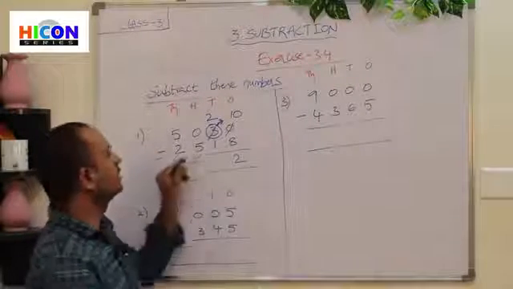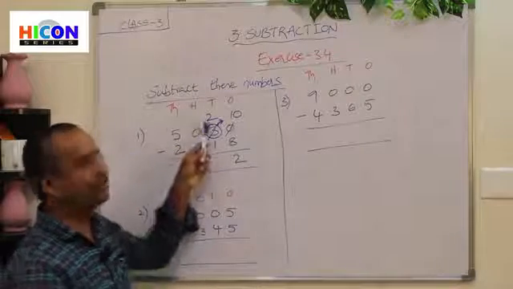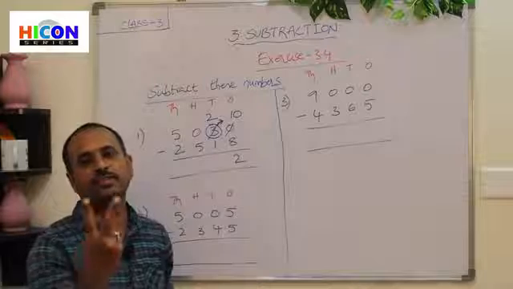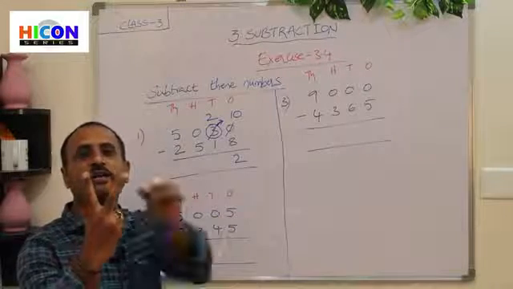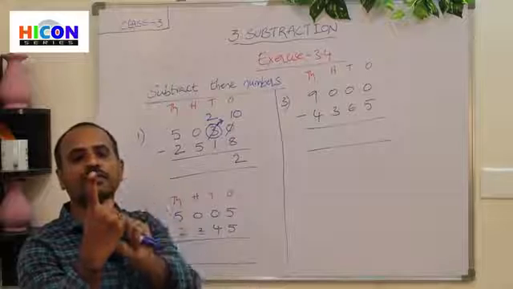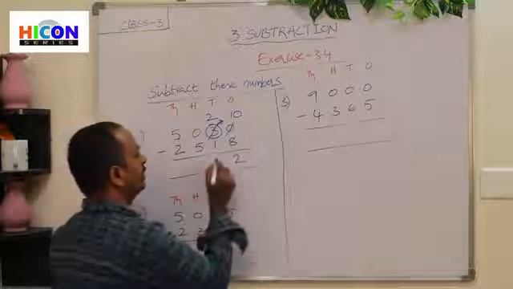Next go to tens place. What are the digits in tens place? 2 and 1. What is the first number? 2. Open 2 fingers of your hand. And what is the second number? 1. So close 1 finger among these 2 fingers. Children, how many fingers are remaining? 1 finger. So write 1 here.